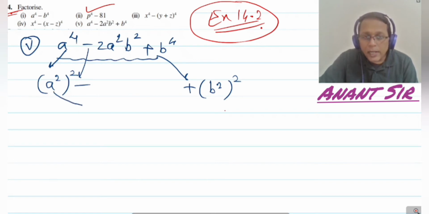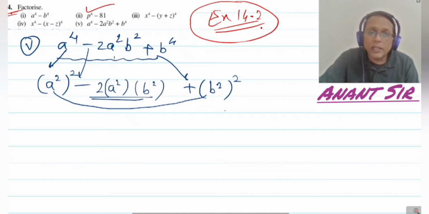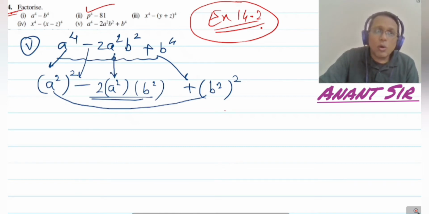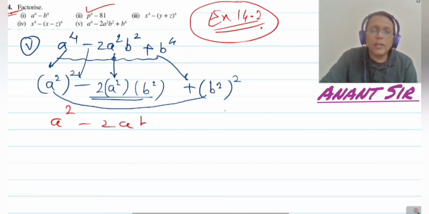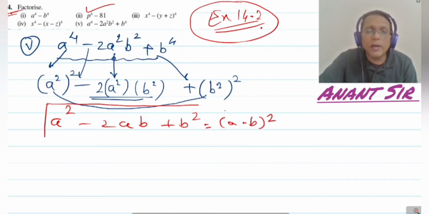Then multiply these two terms by 2. 2 into a square into b square, and check whether we get the same term as the middle term. Yes, so we can use the formula. This is now a square minus 2ab plus b square, that is a minus b whole square. We can use this formula now.